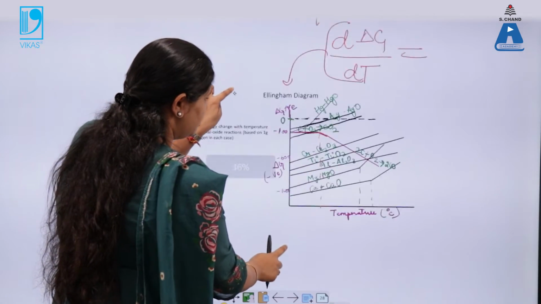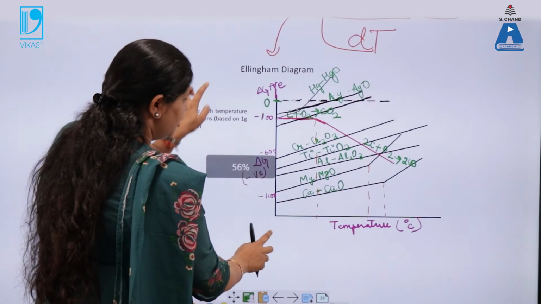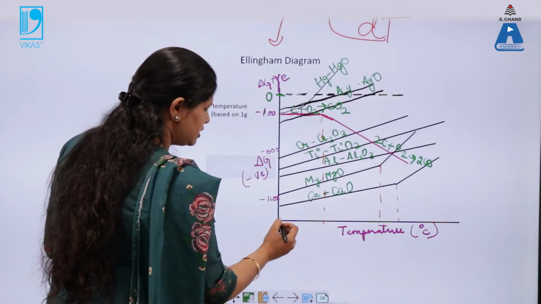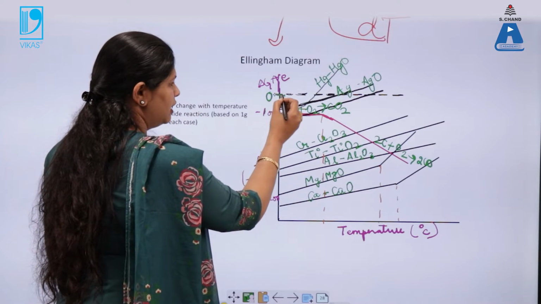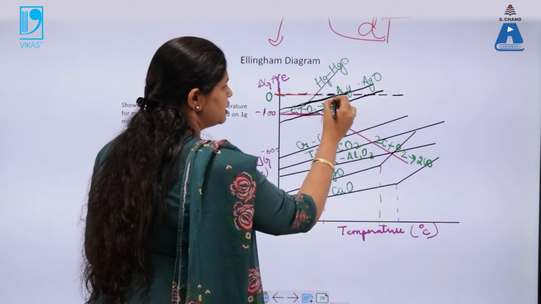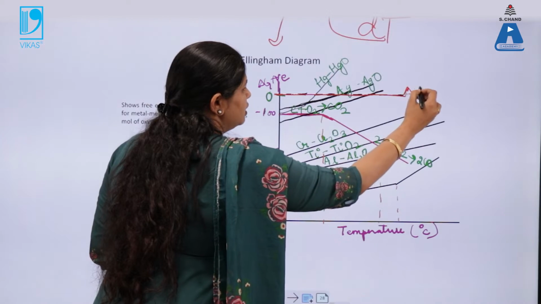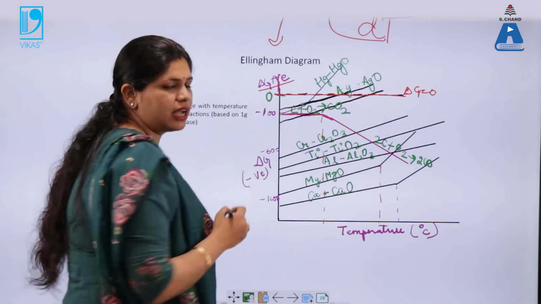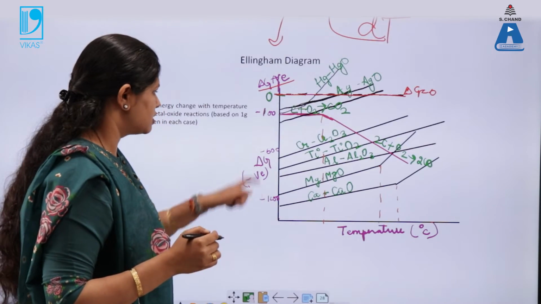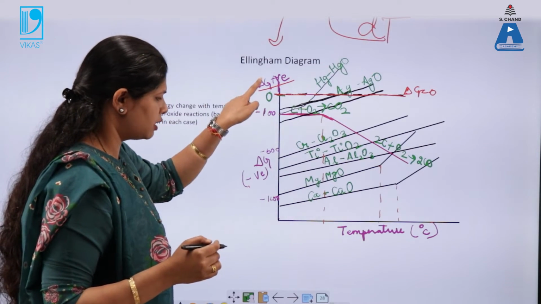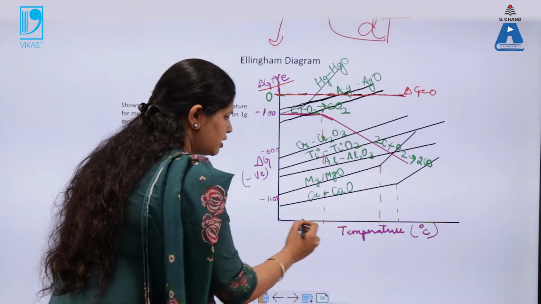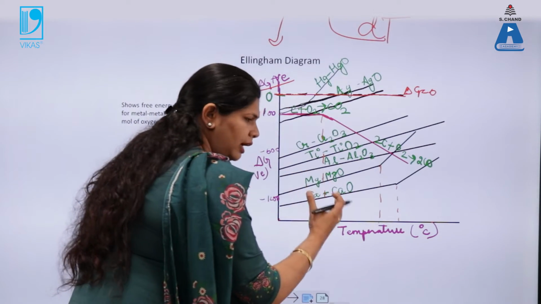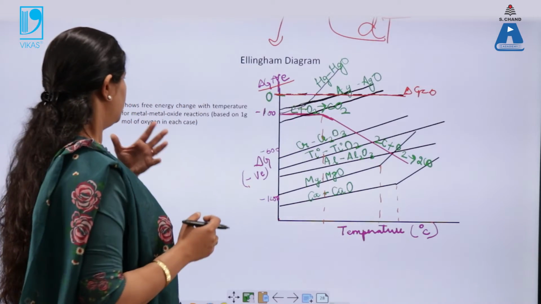And in this Ellingham diagram, we have the representation of Gibbs free energy. Here it is negative, and here this mark is the zero Gibbs free energy. That is, equilibrium is established, and above this the reaction becomes non-spontaneous. So this is spontaneous, non-spontaneous, and these are the temperatures at which it is existing. The slope of this gives you the entropy of the system.